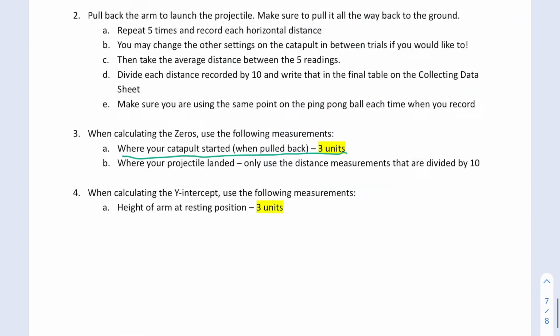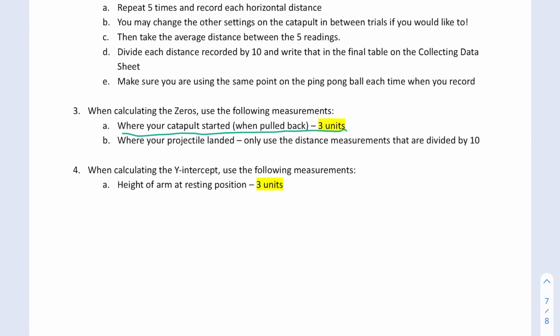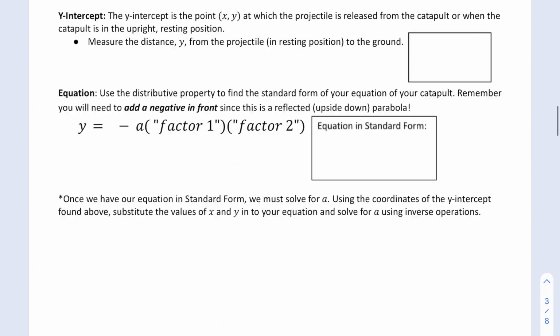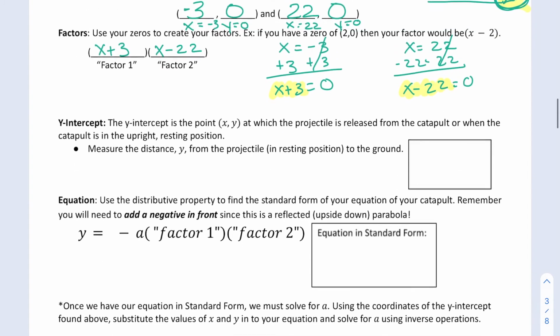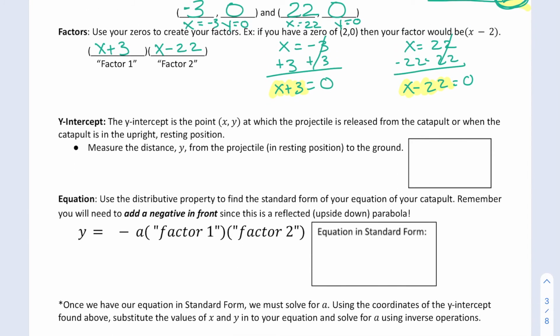If we go back to our bottom sheet here, when calculating the y-intercept, I gave you that the height of the arm at the resting position is 3 units. So again, that was provided to you on that last sheet. Our y-intercept, by definition, is when x is equal to 0, right? And since our height is our y value, and I gave you that that was 3, that is our y-intercept, 0, 3.